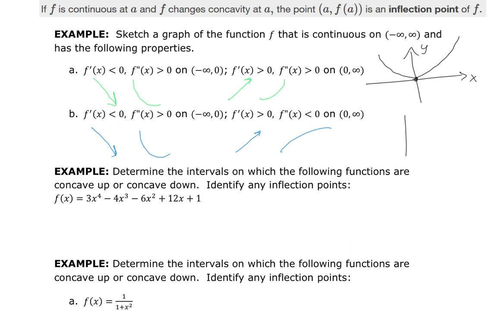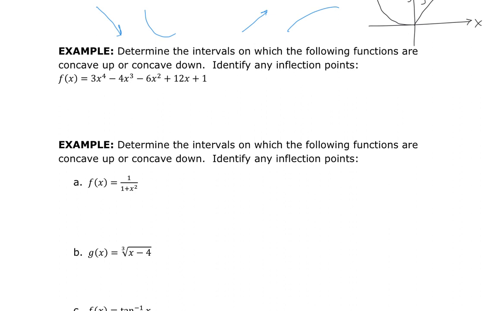So my graph might look something like this, y and x. I am decreasing, so I might have something that looks like that. And then concavity is going to be concave down, but I'm increasing. So maybe this graph is going to be undefined at 0, so it's going to look something like that. So maybe it's a piecewise graph.